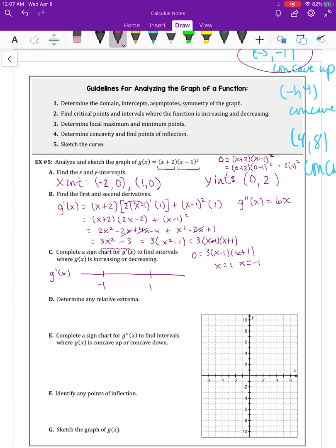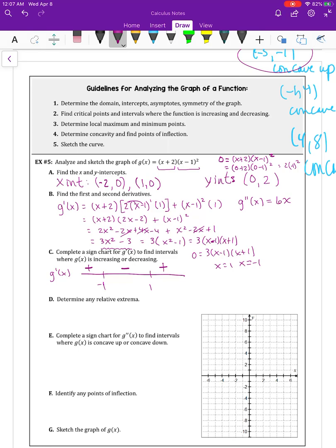We're going to put a number, I'm going to say negative 2, into my derivative. I would get 3 times a negative, which would give me a positive. If I put a 0 in, I'm going to get negative. And if I put a 2 in, I'm going to get positive. Okay, so there's my sign chart for g prime with my critical points from my derivative and the sign.